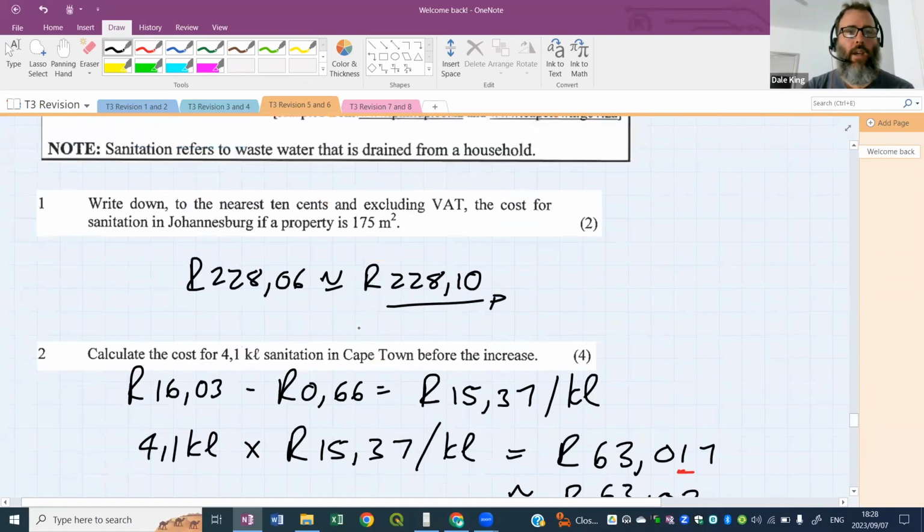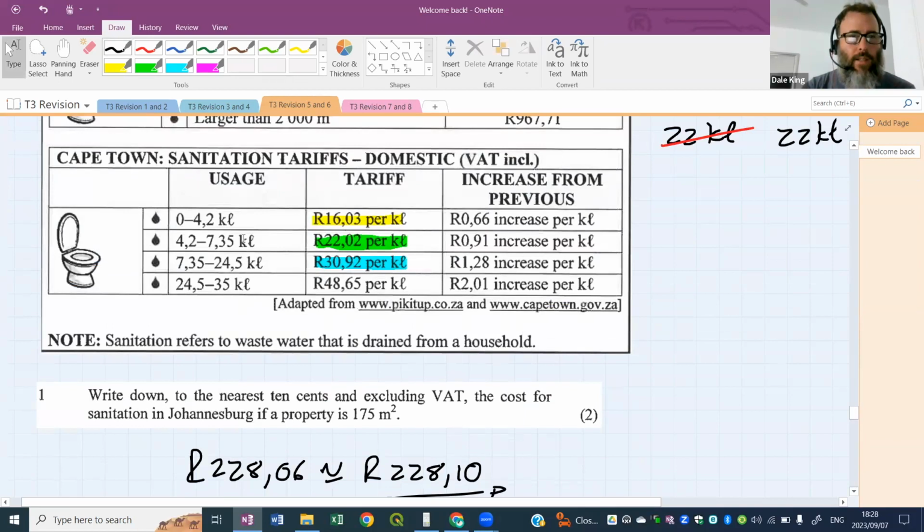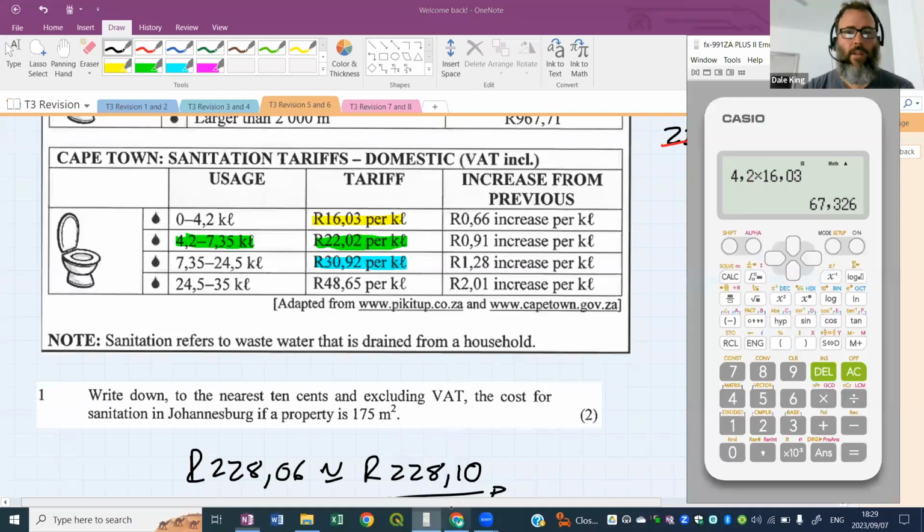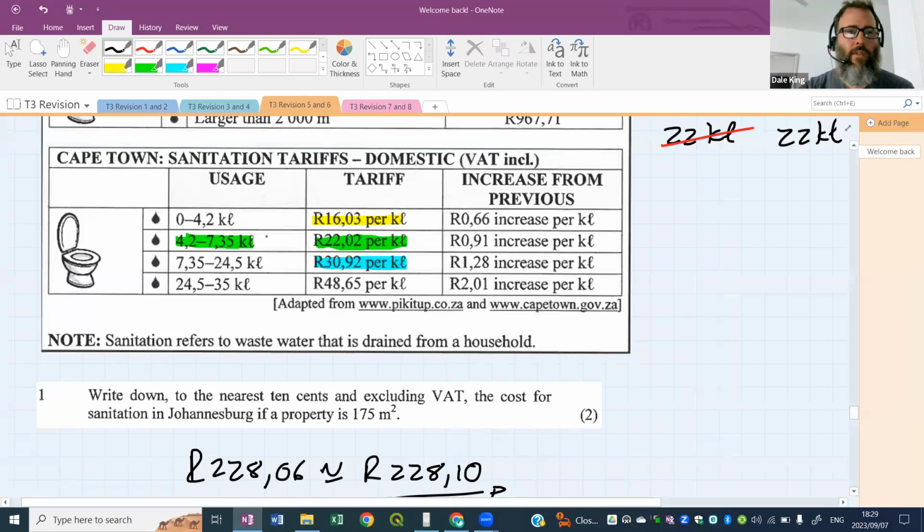The next bracket. Okay. Now, are we going to go through this bracket into the third one? Oh, yes, sure. We will. So we've got to know how much water is in this bracket here. It's 4.2 up to 7.35. So we obviously have to do a little calculation to see how many kiloliters are in there. So 7.35 minus 4.2, I've got 3.15 in there. So I've got 3.15 kiloliters in that bracket.